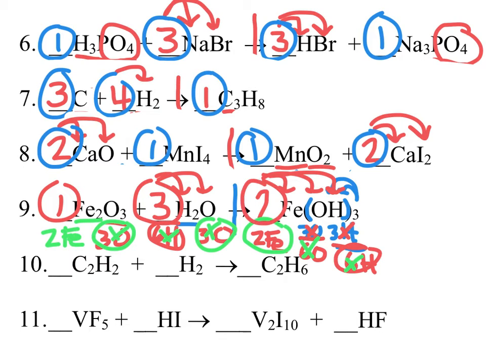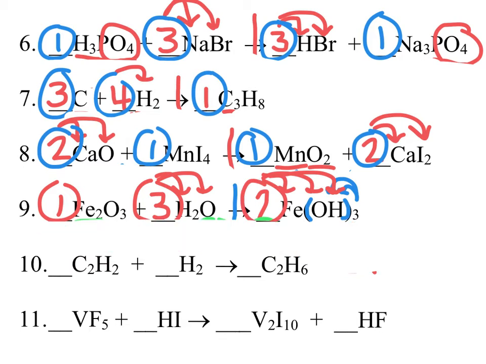All right, nice job. Coming in at number 10, divide my reactants and product side. Here we go. Well, it looks like I've got 2 carbon and 2 carbon. That's good. It looks like I have 2 plus 2 hydrogen, so I have 4 hydrogen. Yikes, and I have 6 over here.